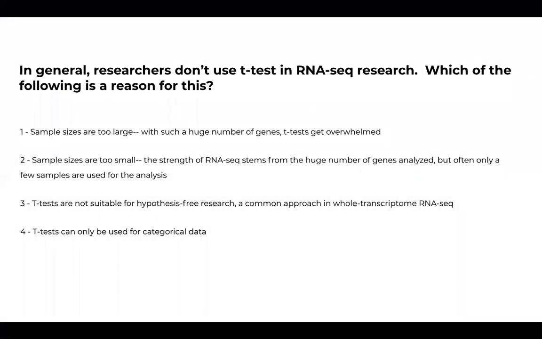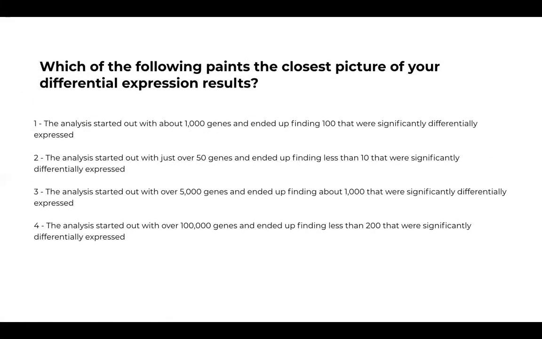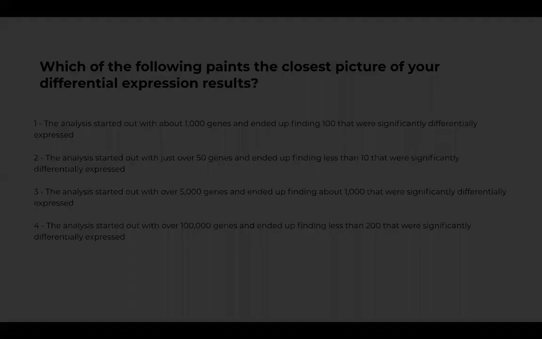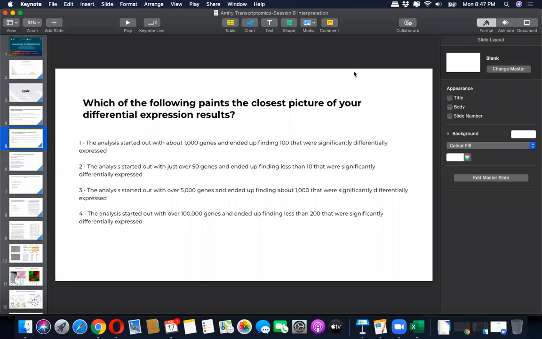So let's jump into the second one. Which of the following paints the closest picture of your differentially expressed genes? The analysis started out with about 10,000 genes. We are talking about the analysis we did, which we learned through our sessions, and also in Transcriptomics 1 and 2. So based on that, tell me the right answer.